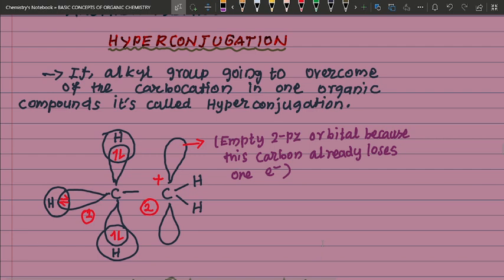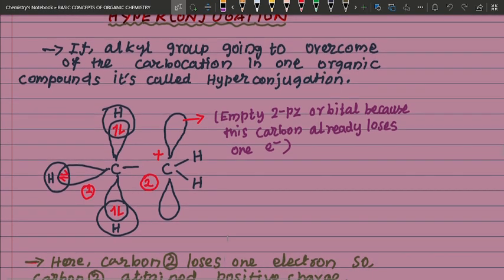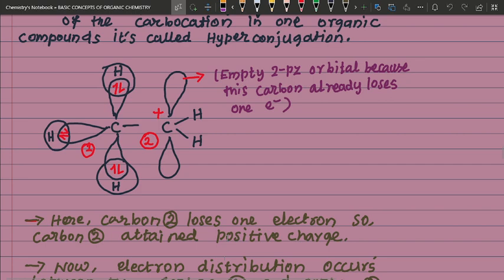All are the same, but we have written three types of method for easier understanding. Let's see the definition. If an alkyl group overlaps with the carbocation in an organic compound, it is called hyperconjugation. Let's see the same concept here.